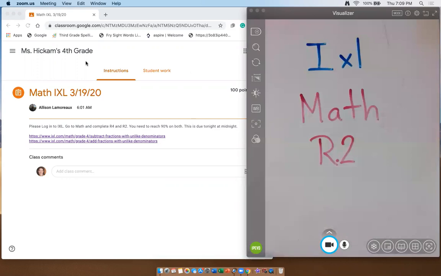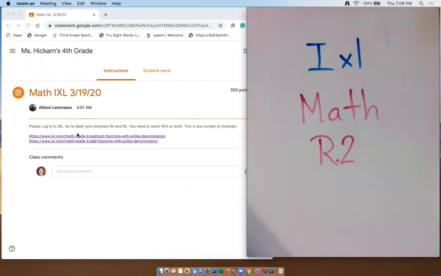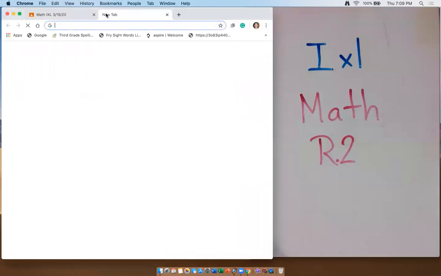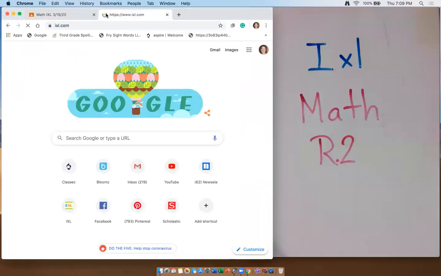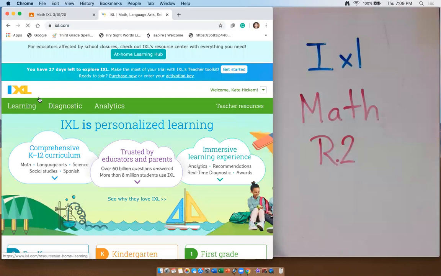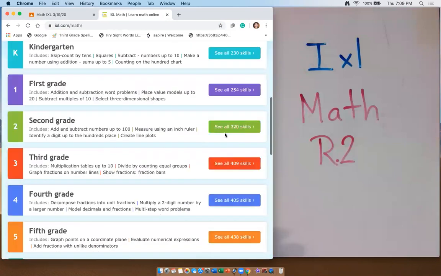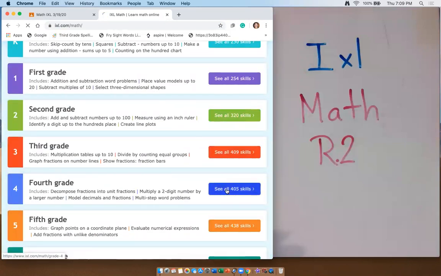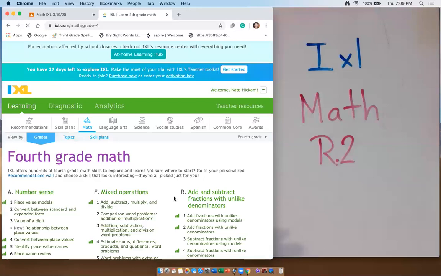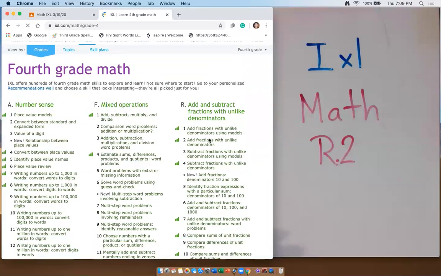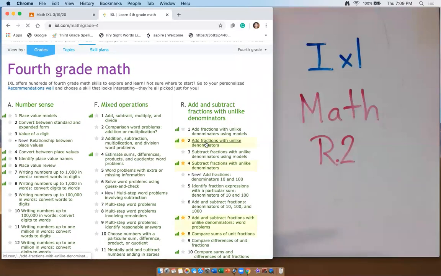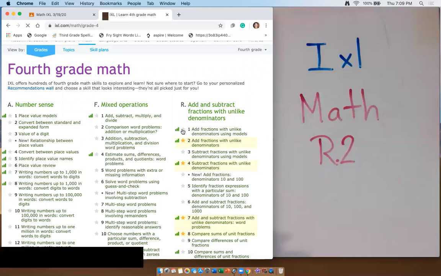Once again, you can come into the assignment. This is for 319 and click on it from one of the links, or you can go to ixl.com and find it yourself. Either way, you have to make sure you have your name up in that top corner. Otherwise, I'm not able to see it for you, and you are not getting credit for it, which sucks. So let's make sure we're doing that.